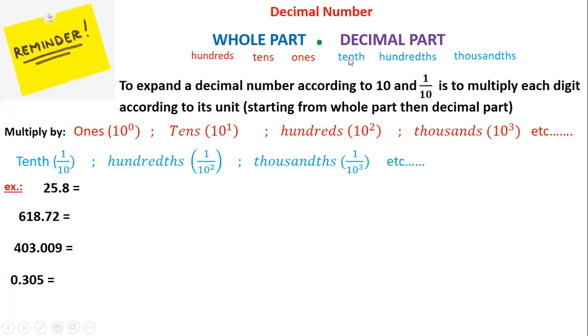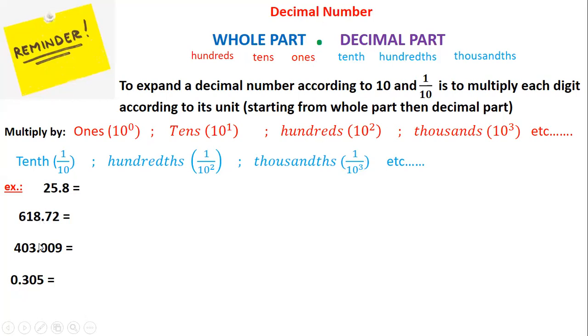When I finish, I move to the decimal part. In the decimal part, the digit in the tenths, I should write it as a fraction, as a decimal fraction. How do we write it? We write what we have in the tenths over 10, what we have in the hundredths over 10 squared, what we have in the thousandths over 10 cubed. So please, these should be memorized to know how to expand a decimal number.